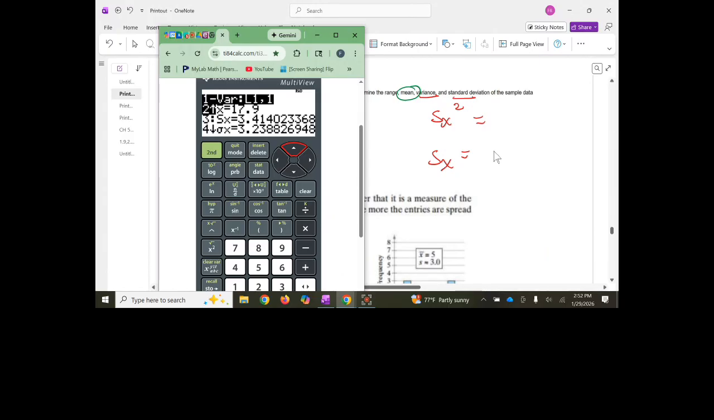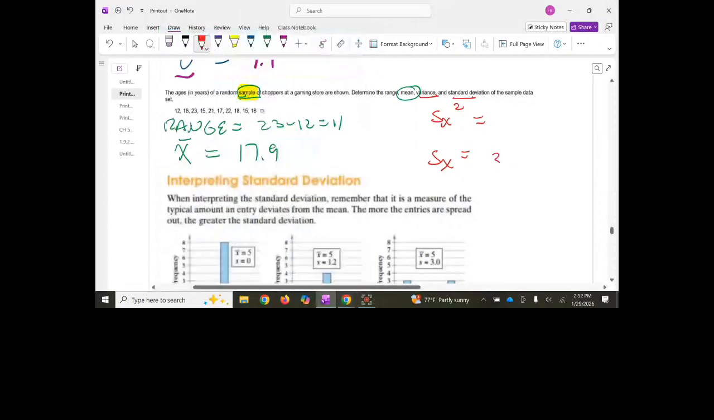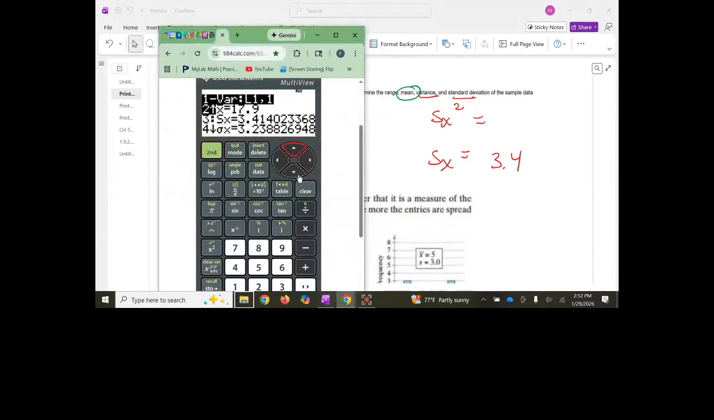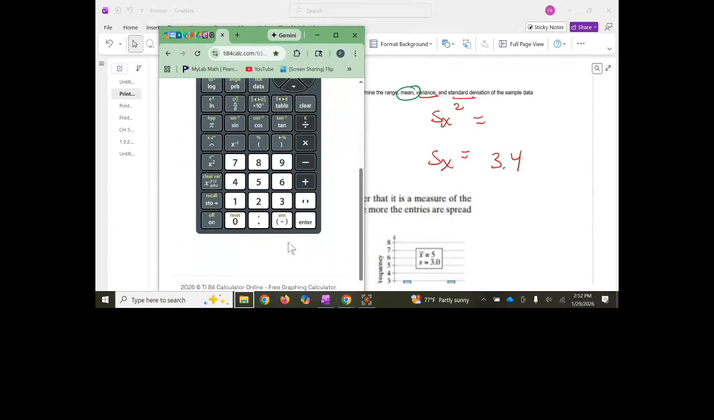When you're doing this in MyLab, for this one, they're going to ask you to round. So if I'm looking at the 3.41, I would say that number is closer to 3.4. Now, to find the variance, I'm just going to come back to my calculator again. Let's take 3.4 and square it. Hit the little button that says square. Hit enter. And this one is going to ask you to go 2 decimal places. You're already there. 11.56.